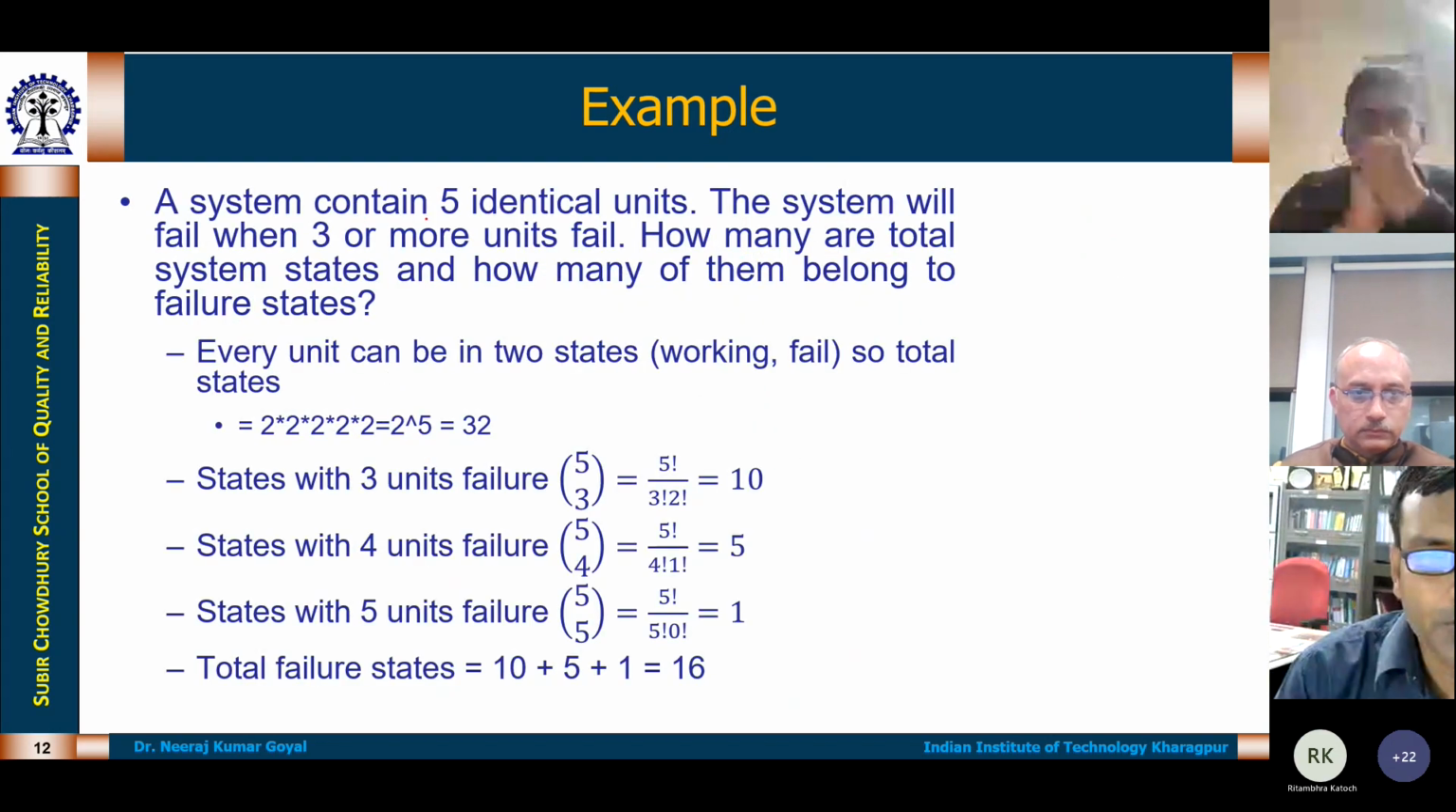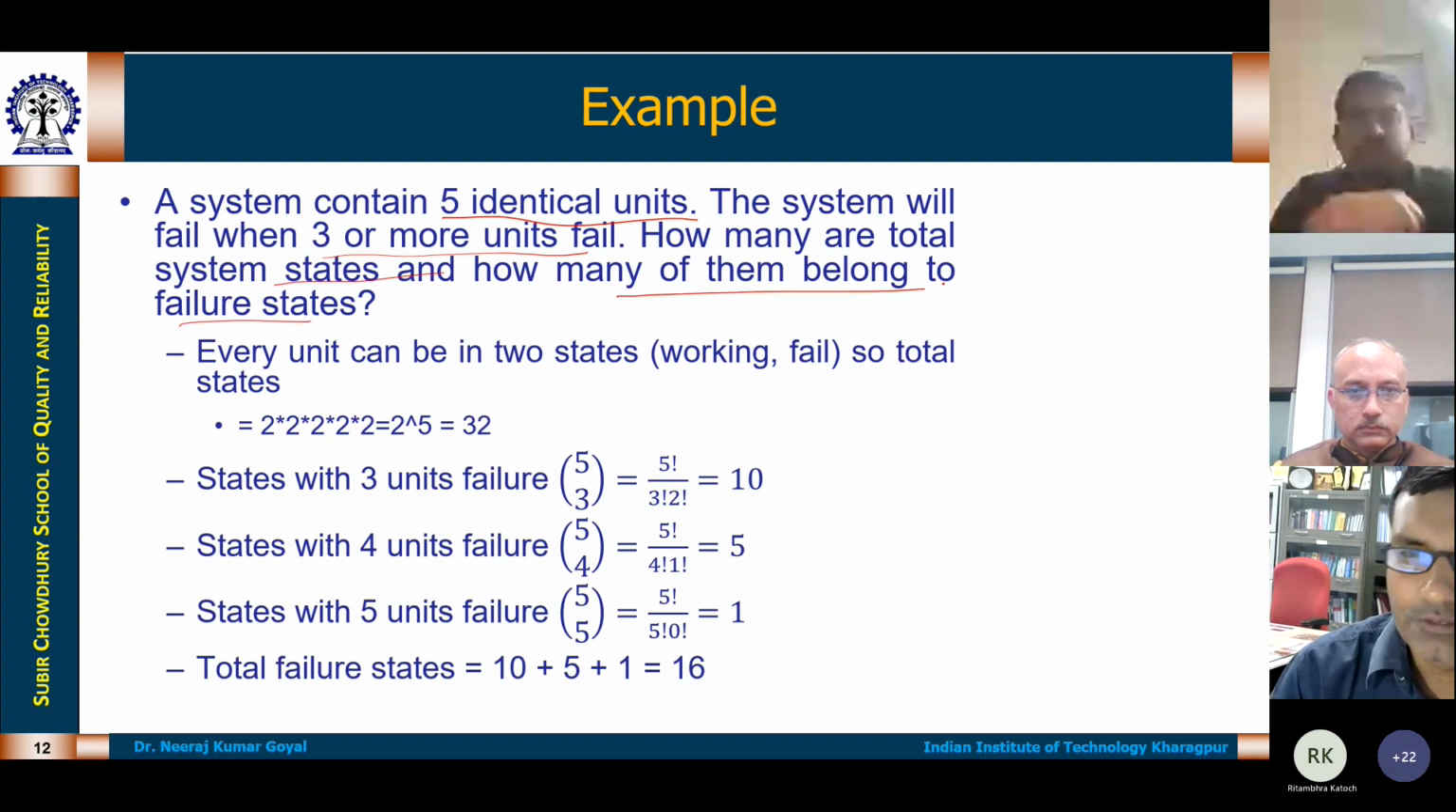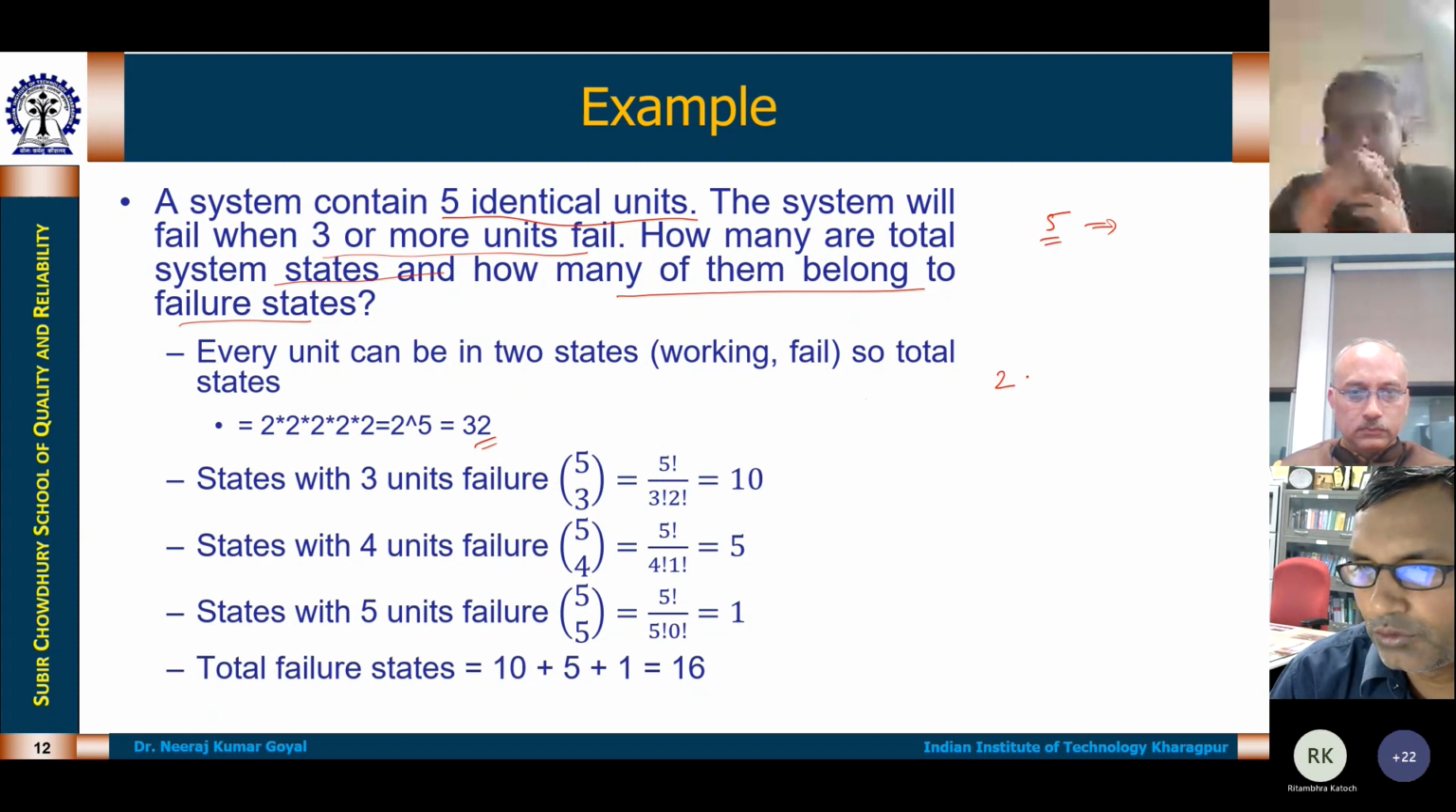Let's take another example. We have 5 identical units. The system will fail when 3 or more units fail, right? How many are the total system states, and how many of them belong to the failure state? So there we have 5 units, and each one can have 2 states. So the total number of states is 2 to the power 5, which is equal to 32.